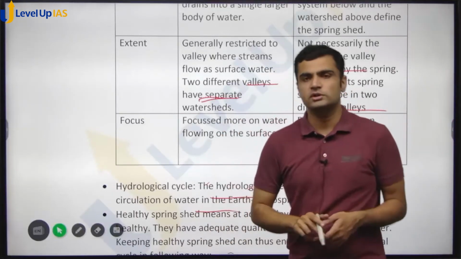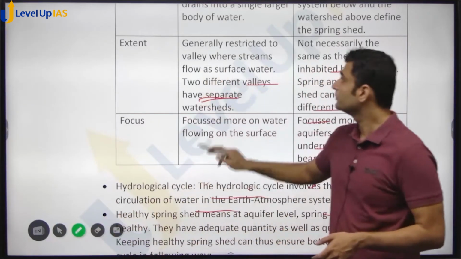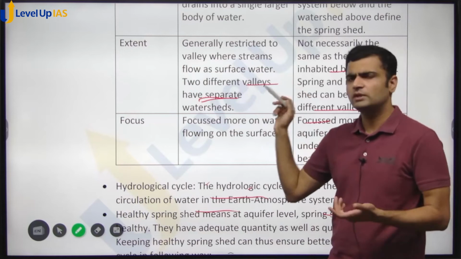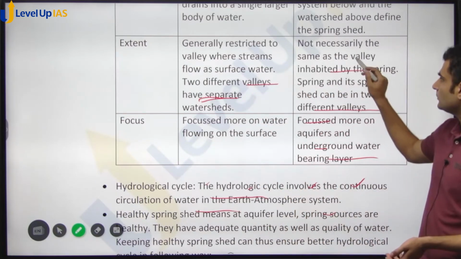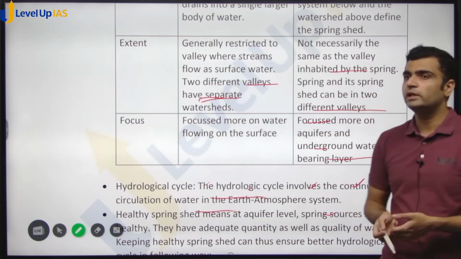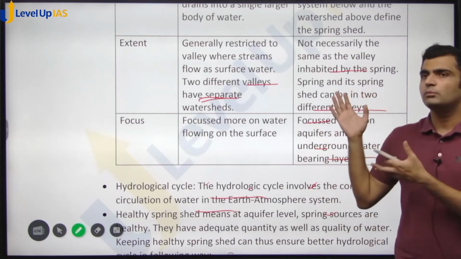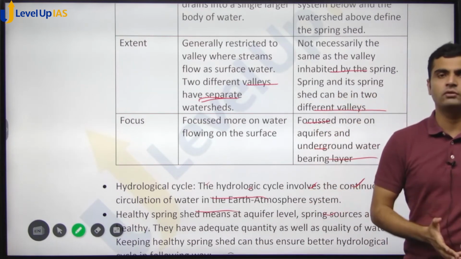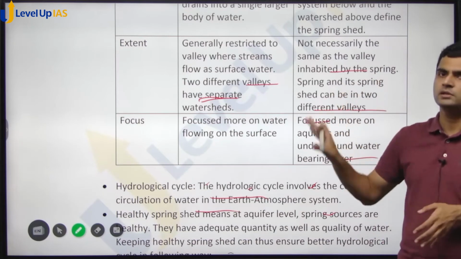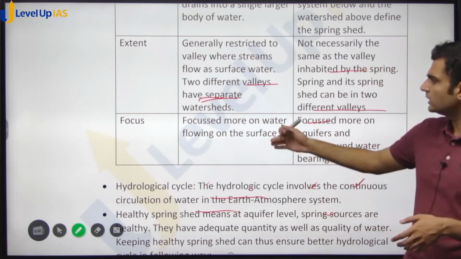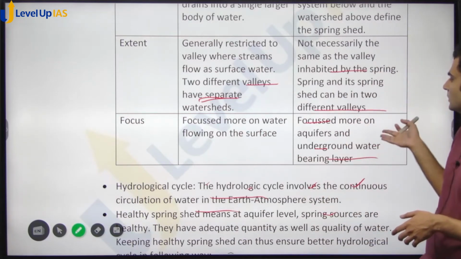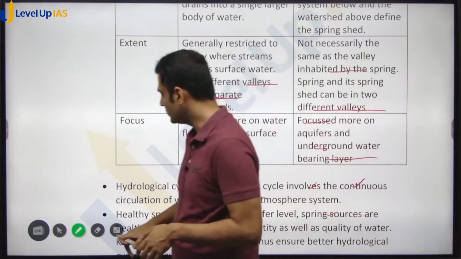Extent. As we have seen, one valley will have one watershed, generally restricted to the valley where streams flow as surface water. Two different valleys will have separate watersheds, but not necessarily the same for springs. A spring and its spring shed can be there in two different valleys, because spring shed is defined more from the aquifer point of view. So one aquifer can be there in two valleys or multiple valleys. Okay, that's there, and we can see that in the Himalayas as examples. Watershed focus is more on water flowing on the surface, and spring shed is focused more on aquifers and the underground water bearing layer, which is what an aquifer is.